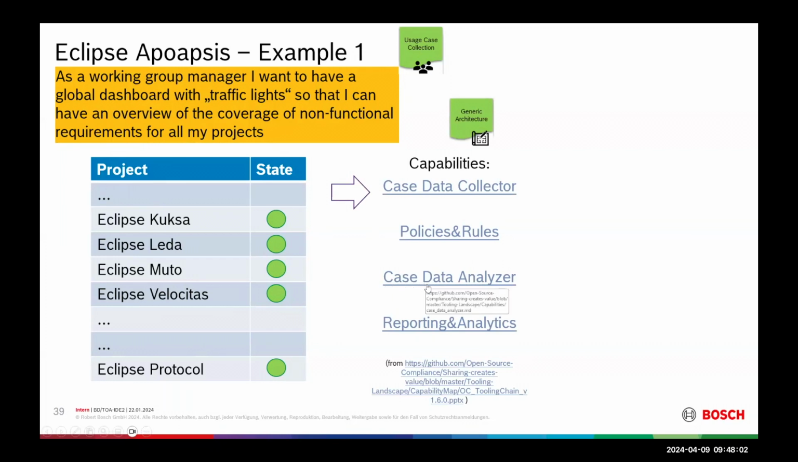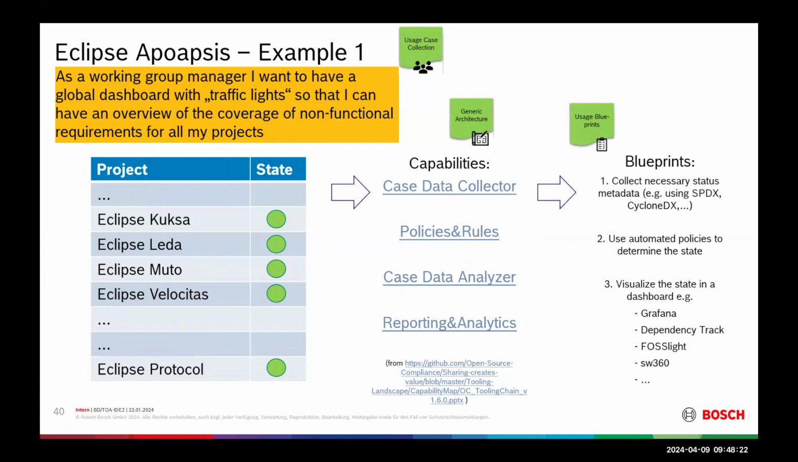And you also need an analyzer that checks this collected data against those rules and comes up with a go or no go, or a green, red, yellow, whatever. And then finally, you need a reporting and analytics capability that creates this dashboard. So just very, very simplified. And we don't have that yet, right?